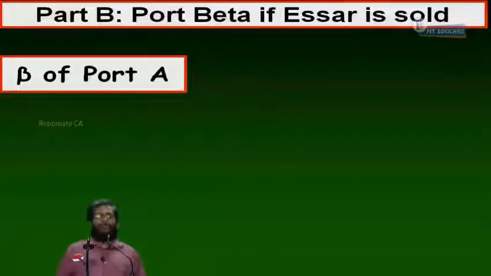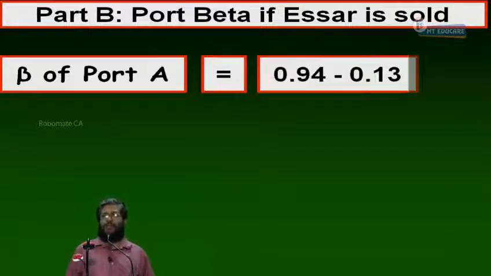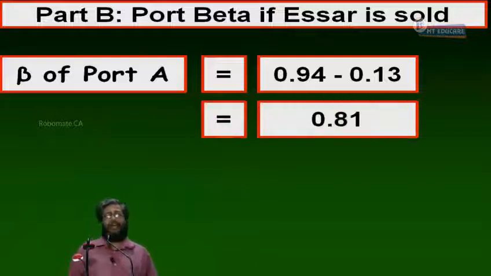Now, write down. Beta of portfolio A is equal to, tell me what is the existing portfolio beta? 0.94 minus 0.13. The beta doesn't vanish, right? That beta only vanishes. It is 0.94 minus 0.13. How much is it here? 0.81.